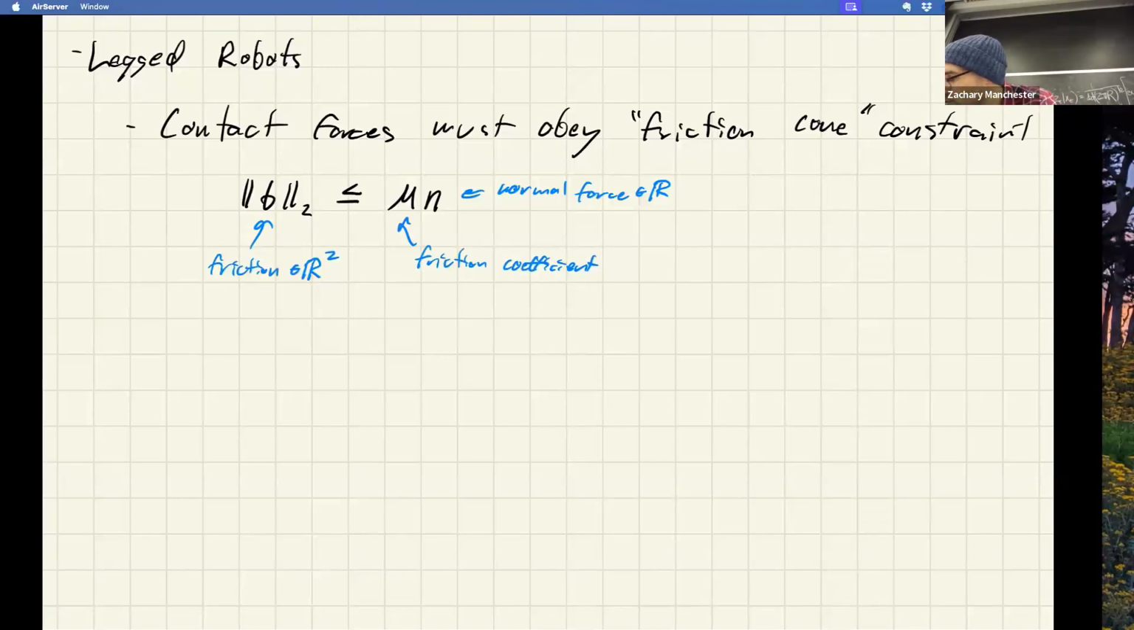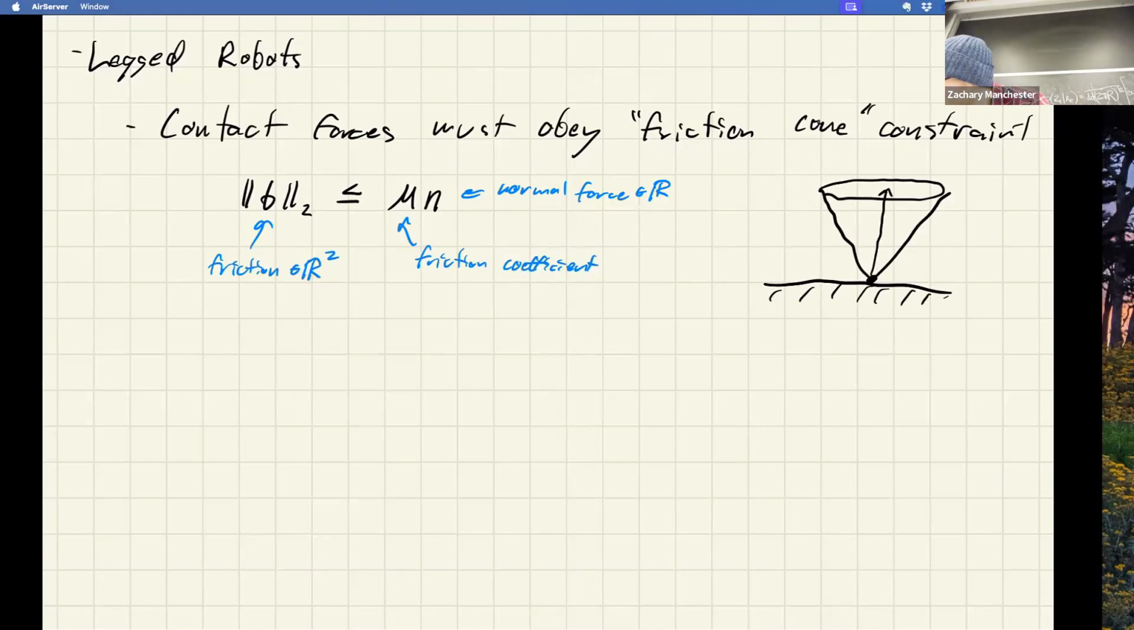And let's see. If I drew the cartoon picture, you'd have your ground. This is your foot contact point, and then you have a cone here where, if you imagine the total force vector, you've got your normal force N and then your friction force B, and the cone angle is set by that friction coefficient mu. Does anyone know what happens when I get to the boundary of the cone? The foot slips. Yeah. If you're inside the cone, you've got sticking static friction, which is generally what you want. If you go past that, your foot starts to slip. So that's what that friction cone means.